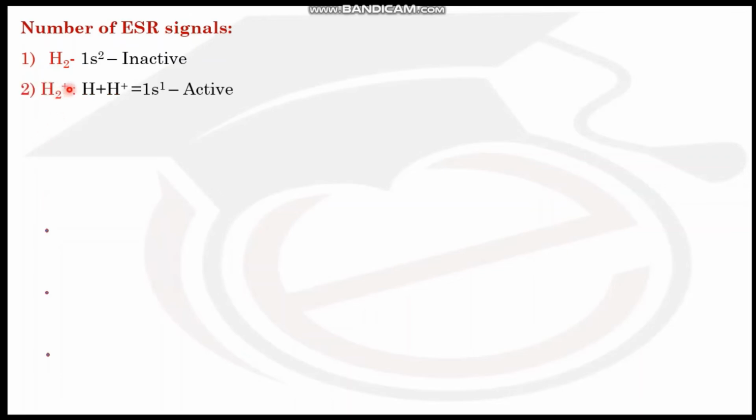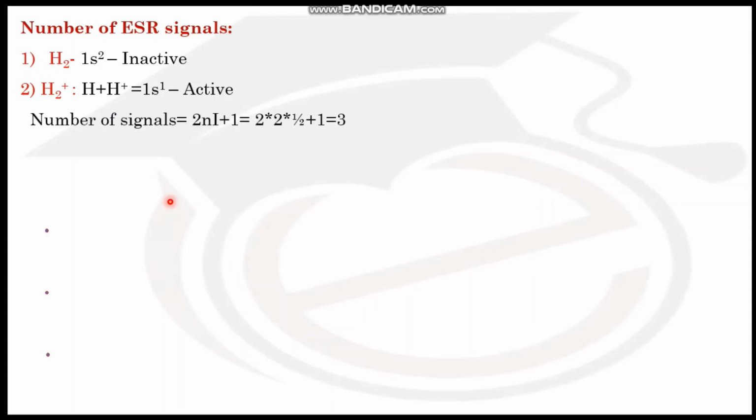Now we can consider H2 plus. H2 plus means H combined with H plus, and the overall electron count is 1 electron. 1 electron means the configuration will be 1s1. That means it is a paramagnetic compound. It has 1 unpaired electron. That means it is ESR active. Okay, this point I think it's clear. For H2 it is diamagnetic, so it is ESR inactive. For H2 plus it has only one unpaired electron, so it is ESR active.